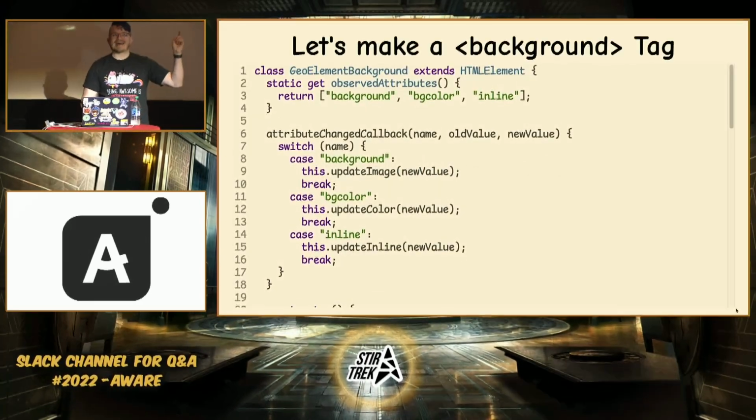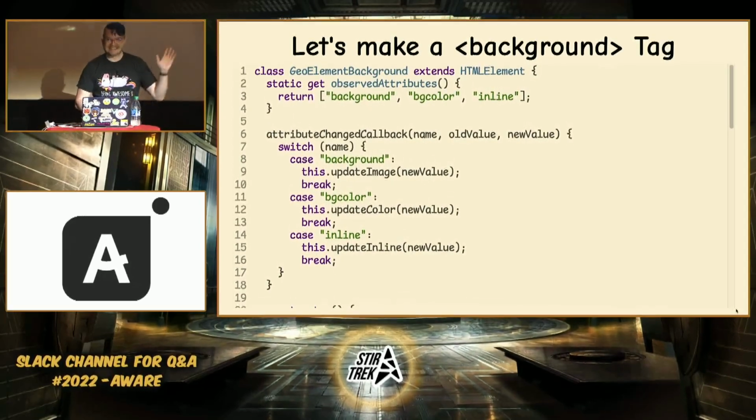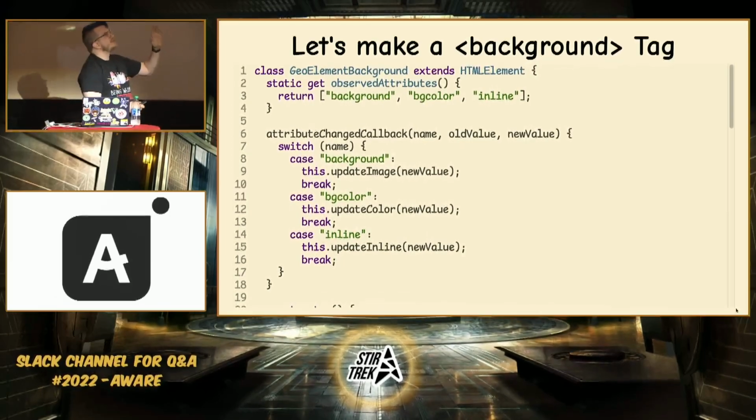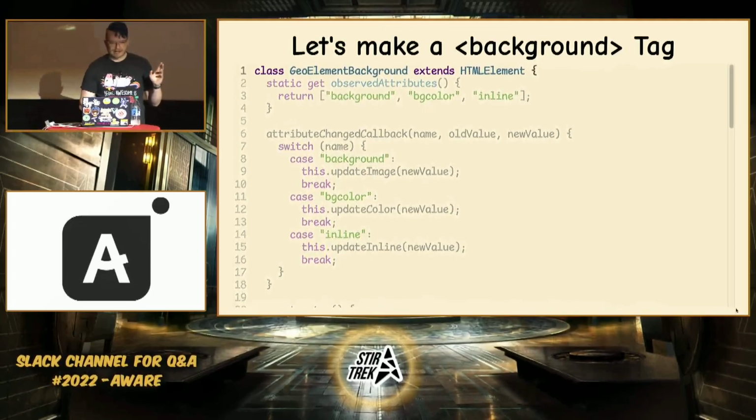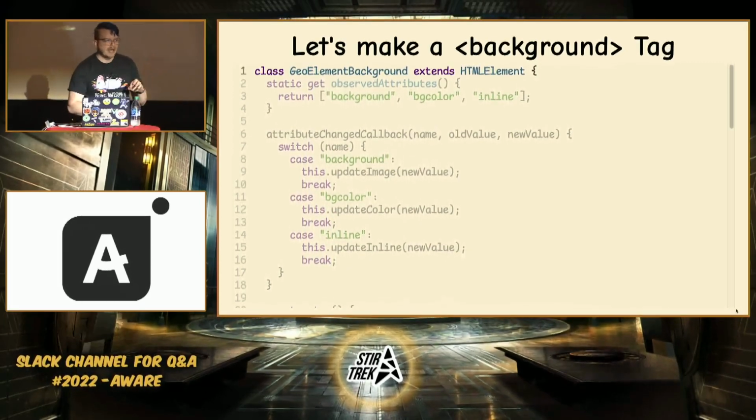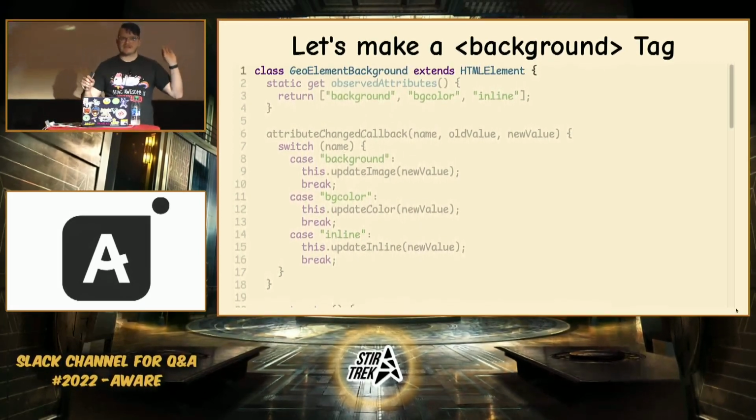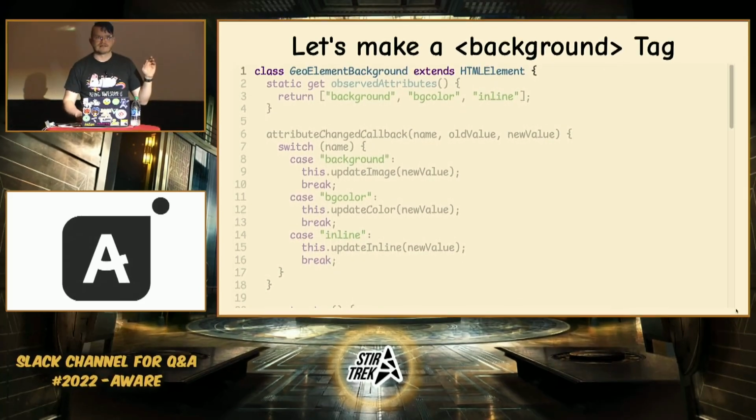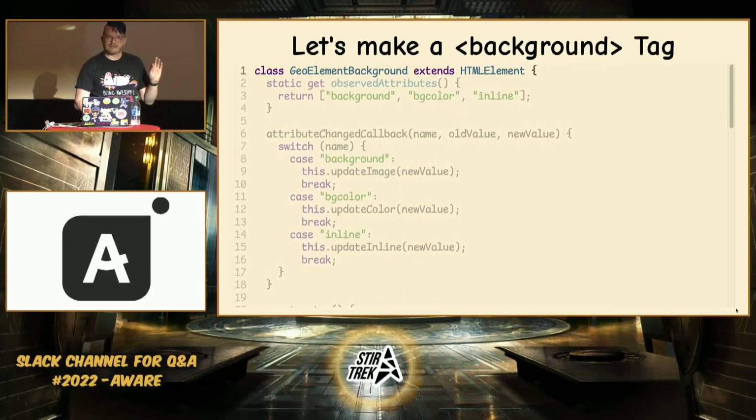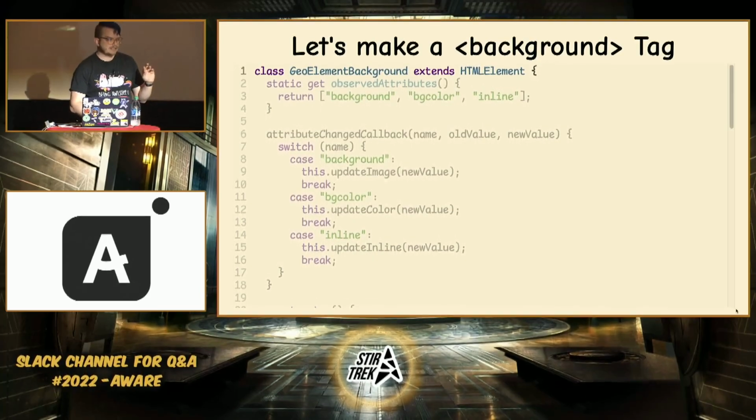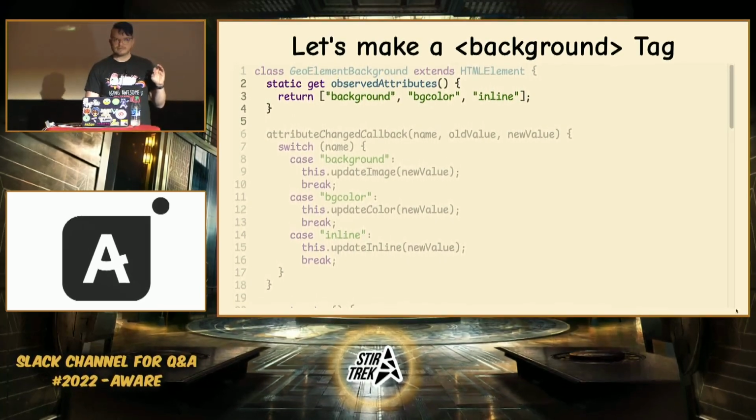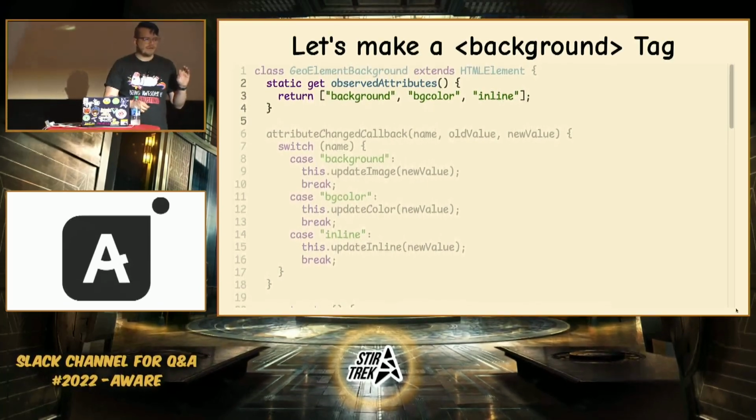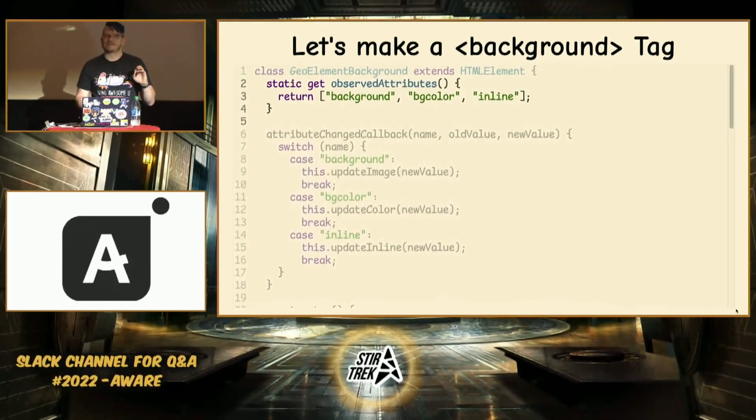So let's make a background element so that we can use these again. Once again, we're going to make a new HTML element. We're going to extend our HTML element as we have done previously. But I have a new thing that is the first thing that I'm doing inside of this class so that other people can figure out later, oh, hey, this is what this class does: I have a new function. It is a static getter. And it is called observedAttributes.